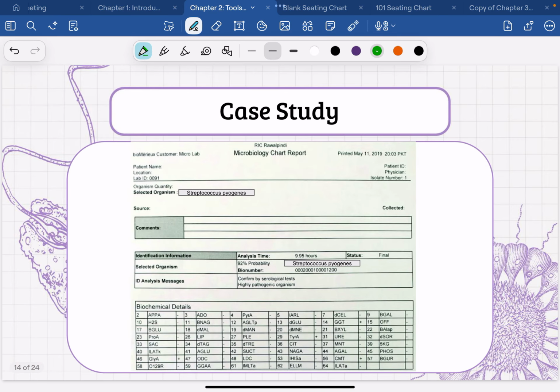Okay, and so this is what an example of an automated testing result would look like. For our case study, we had our subculture plate, and we had a good guess at what our bacteria was, but to definitively identify it, if we were working in a hospital, we would take a little sample of that bacteria, put it on an instrument, and 12 hours later, it would spit this out.